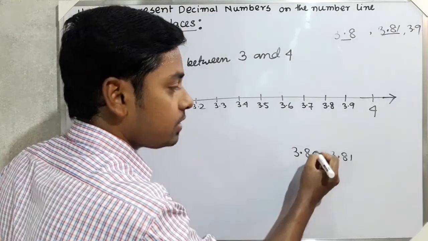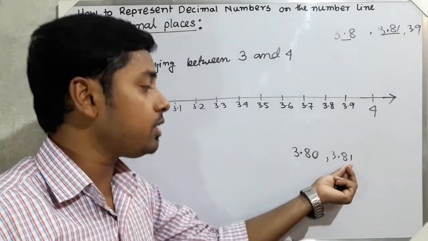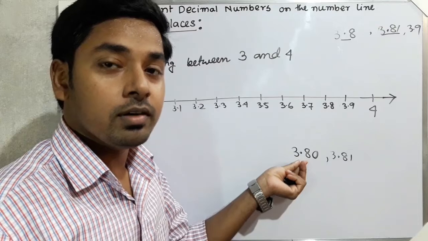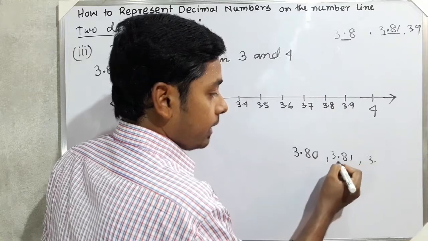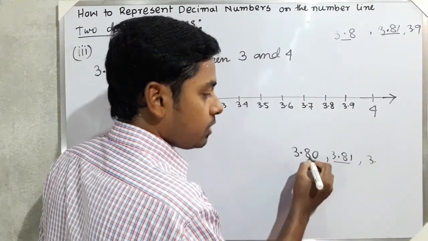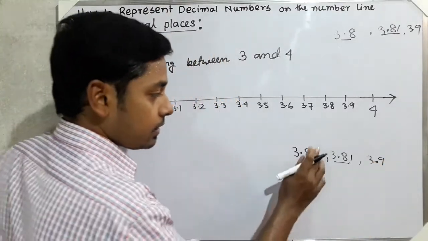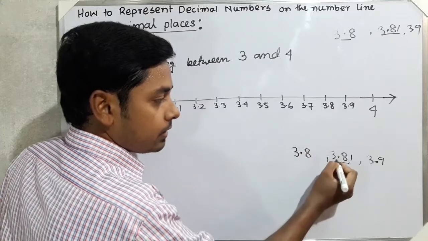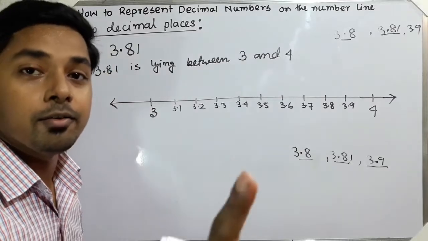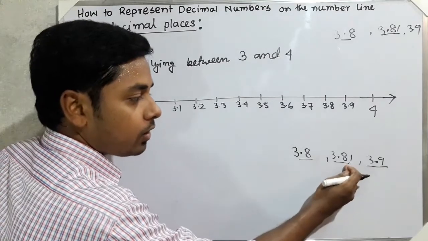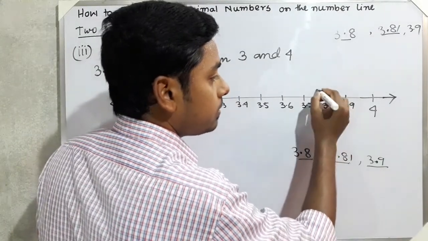Wherever here 3.80, you can tell 3.80, then 3.81, then this number will be just after 3.80. And you can tell this number 3.81 is lying between 3.80 and 3.9. That means now you are telling this 3.81 is lying between 3.8 and 3.9. Finally we are telling this 3.81 is lying between 3.8 and 3.9. And where is 3.8 and 3.9? This one.